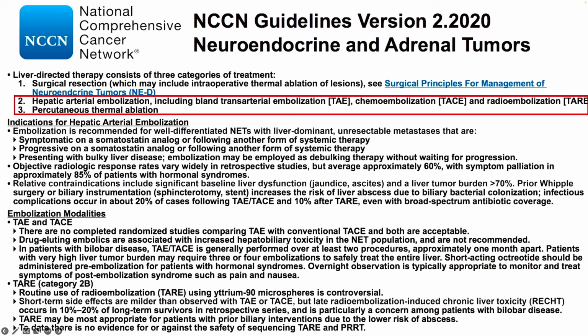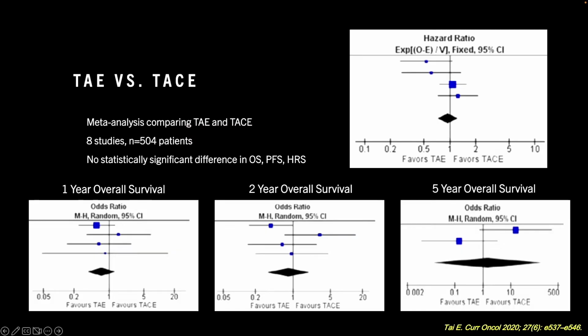Again, here it is again, NCCN guidelines: hepatic arterial embolization, including bland, TACE, TARE. Now, you know what those things mean, right? And percutaneous thermal ablation. It's there, it's in the guidelines. Now, it doesn't tell us which one to do, and I'm going to go through why it doesn't tell us which one to do. But at some point, if you have liver disease, you should be seeing patients.